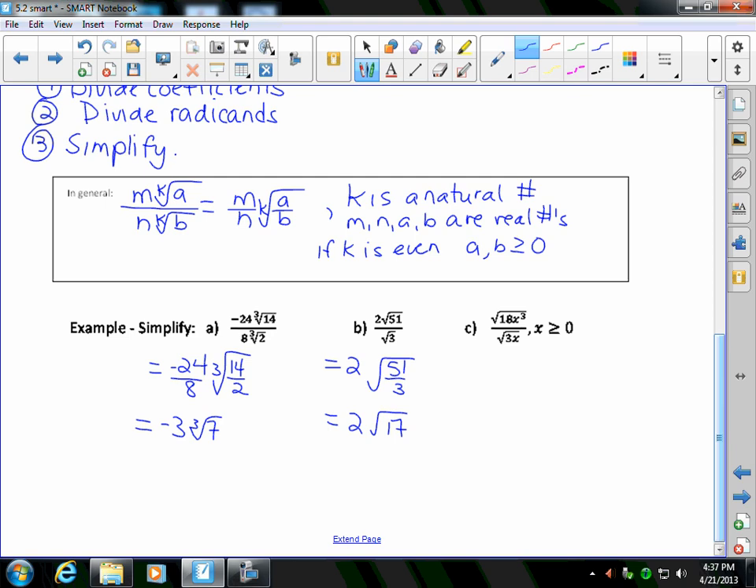Example C, I have square root of 18x cubed divided by square root of 3x. But it's got this restriction on here. X has to be greater than or equal to 0. And that's because this can't be a negative value. My x's can't be negative values, or otherwise I'm trying to find the square root of a negative number, so it would mean there'd be no solution.